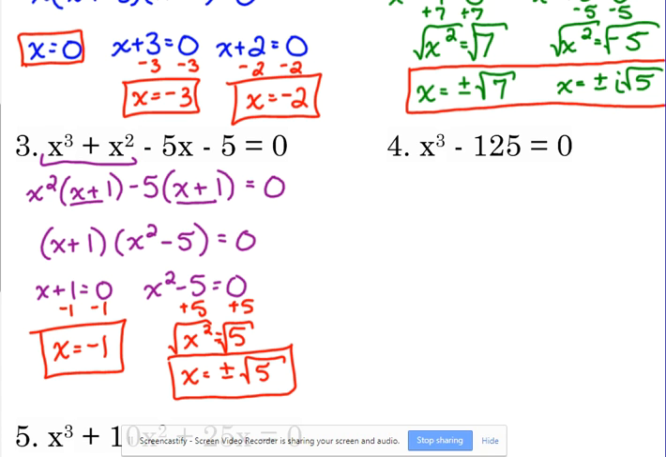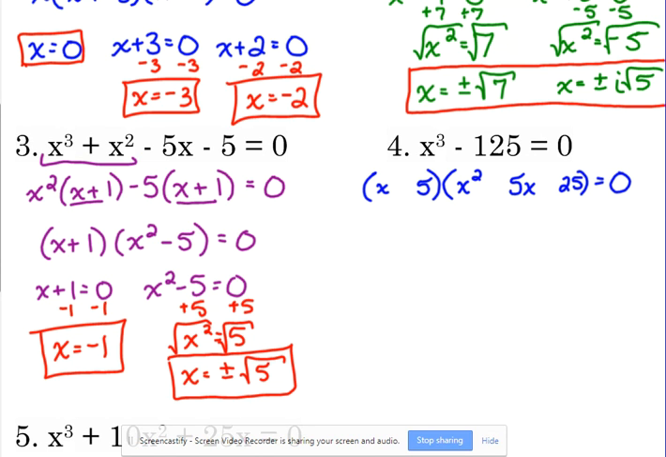Okay, let's look at number 4, x cubed minus 125. What kind of factoring do we have there? Perfect cubes. Okay, so remember how that worked. We take the cube root of both terms. So the cube root of x cubed is x. The cube root of 125 is 5. All right, then we build the trinomial from that. We square the x, we multiply the x and the 5 together, and we square the 5.